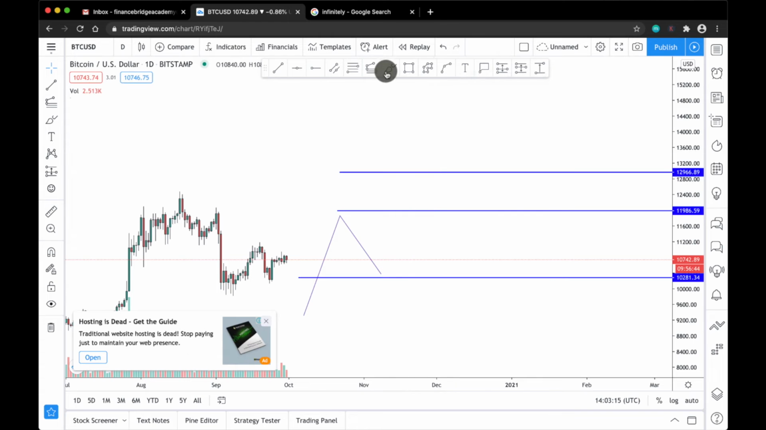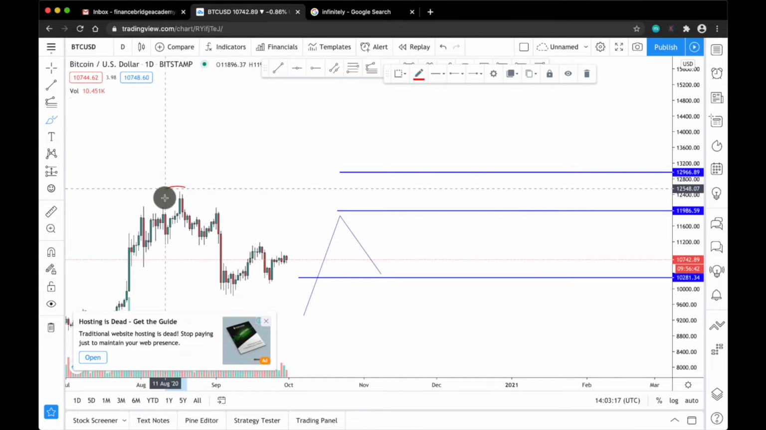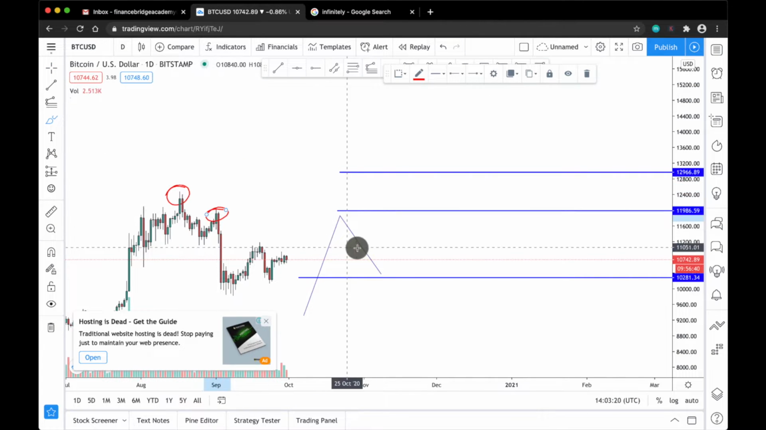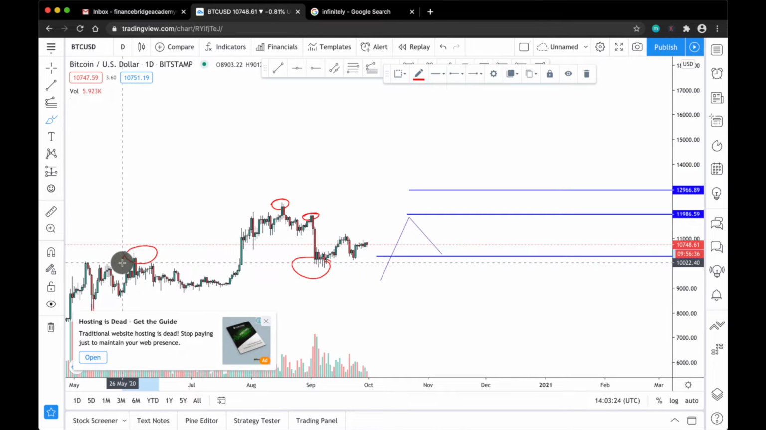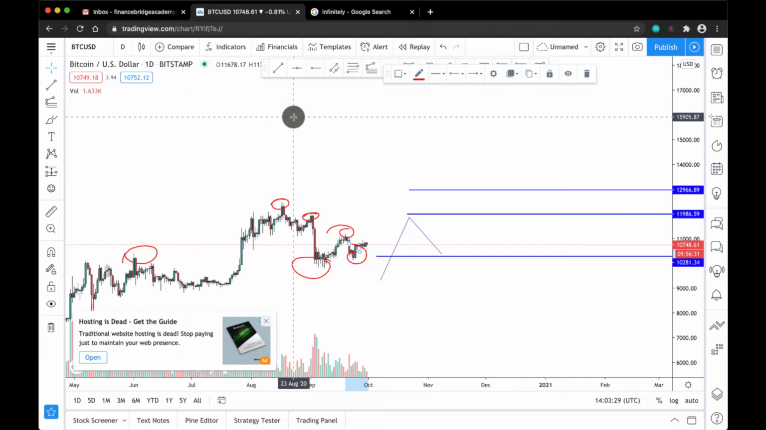So the next one is brush. Brush is basically you drawing something out, anything you want to pick out. It's just a drawing tool. It's that simple. So let's clear this out.